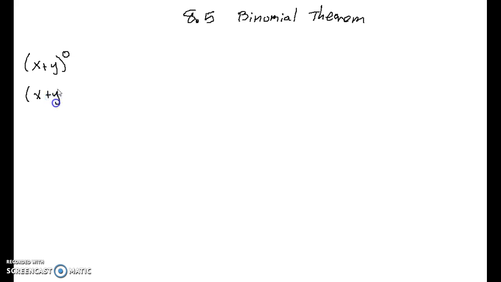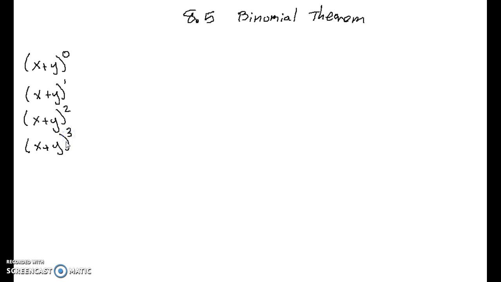All right, so we're going to talk about the binomial theorem. So 8.5, binomial theorem. What I want you to do is look at these binomial expansions. So we're going to look at x plus y to the power of 0, and then x plus y to the power of 1, x plus y to the power of 2, and then last but not least, x plus y to the power of 3.